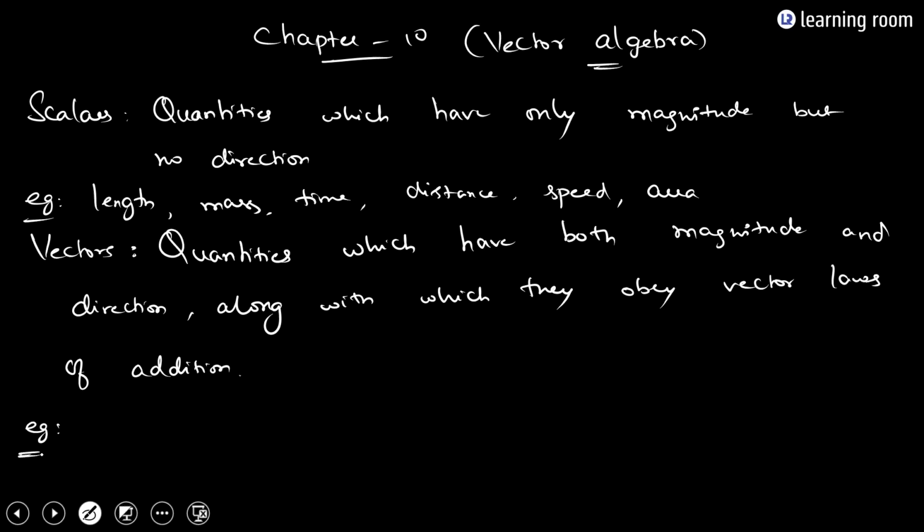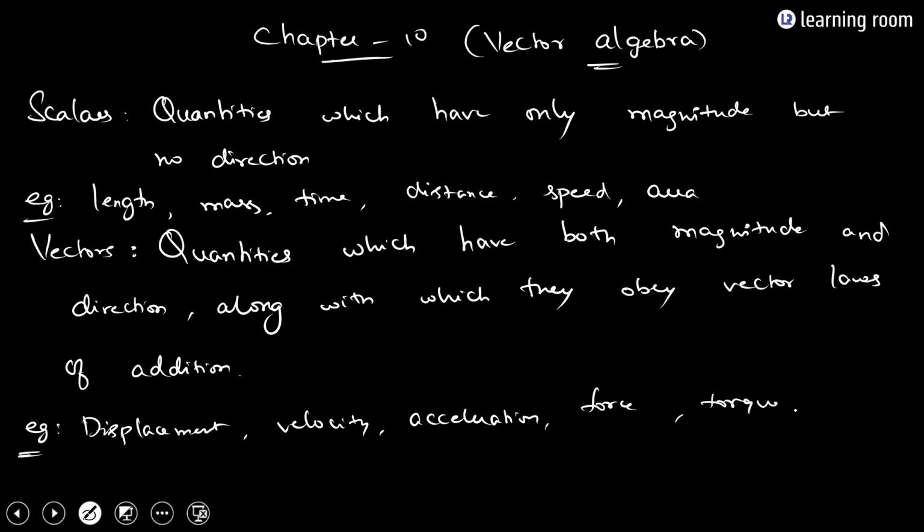Similarly, when I talk about the vector quantities, the examples are displacement, velocity, acceleration, force, torque, momentum. All these quantities are vectors in nature.